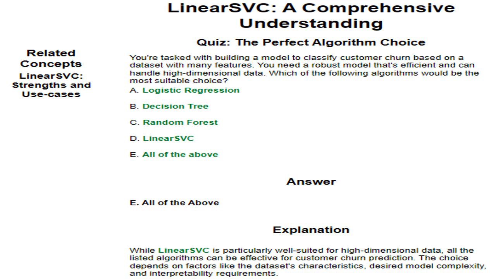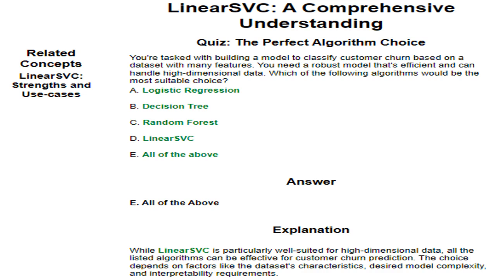Linear SVC strengths and use cases. Linear SVC is a powerful algorithm with several benefits. High-dimensional data: Linear SVC handles datasets with many features efficiently, making it ideal for complex scenarios like customer churn prediction. Robustness: it is generally less prone to overfitting compared to nonlinear models like decision trees. Efficiency: Linear SVC is known for its speed and ability to handle large datasets.